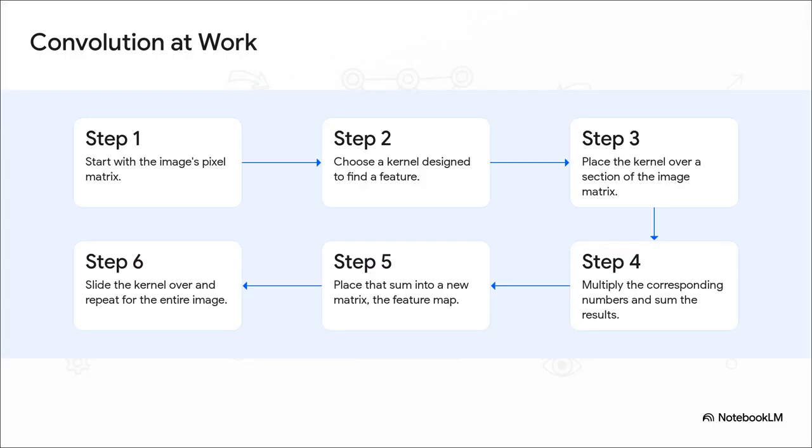So how does it actually work? Well, it's a surprisingly simple rinse and repeat process. You take your little kernel and you place it over a small chunk of the image. You multiply the numbers that line up, and then you add all those products together to get one new number. That single number becomes the very first pixel in your new feature map. Then you just slide the kernel over one spot and do it all over again, and again, and again, until you've covered the entire image.